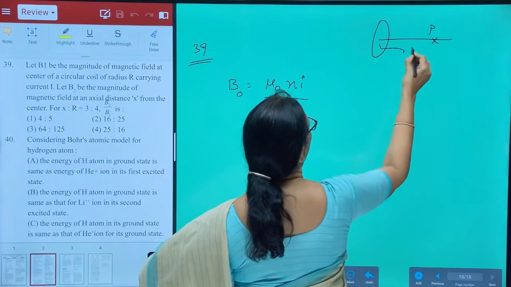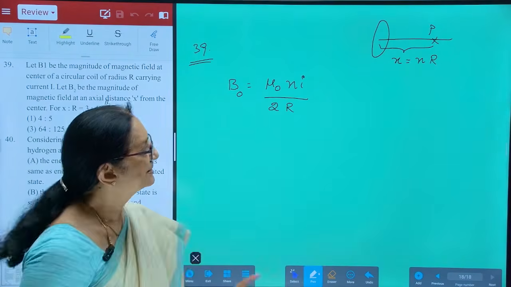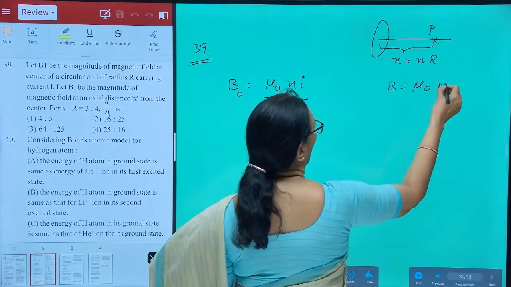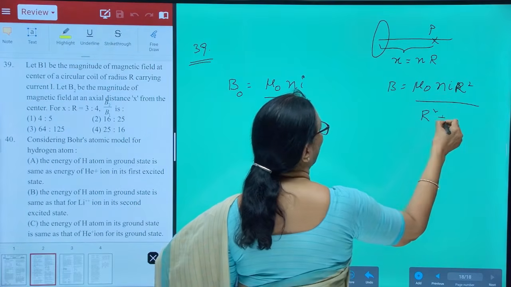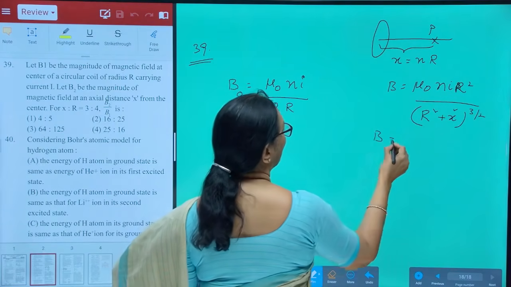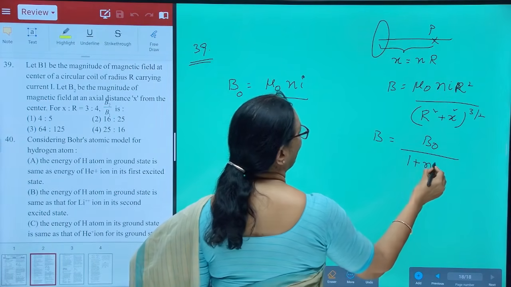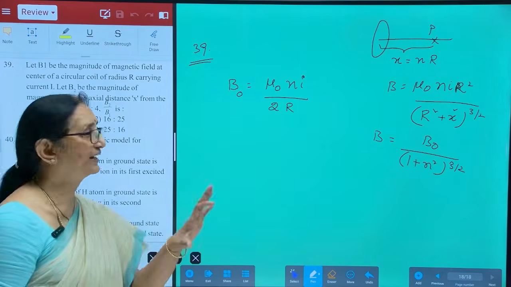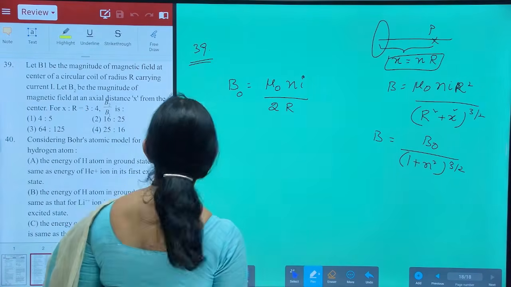This is a point P at a distance x, which is equal to n times r. So at that point, B is equal to mu naught Ni r square by (r square plus x square) whole to the power of 3 by 2. From that, we proved that B is equal to B naught by (1 plus n square) to the power of 3 by 2. So, look here very carefully. From this, n is equal to x by r.